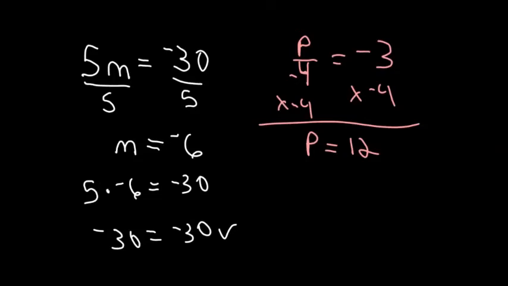The second one is p equals 12. So for p, I'm going to put 12. I have 12 divided by negative 4 equals negative 3. 12 divided by 4 is 3, and positive and negative make negative. So negative 3 equals negative 3. True statement. I know I did that correctly.